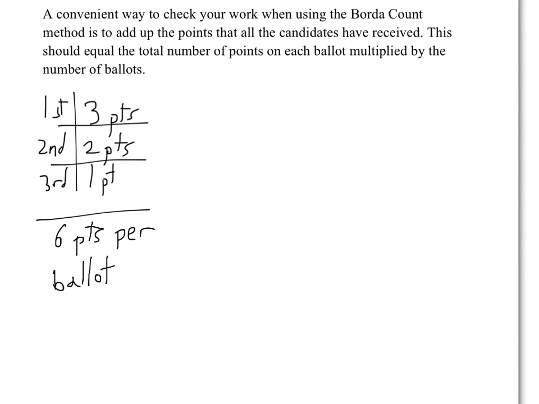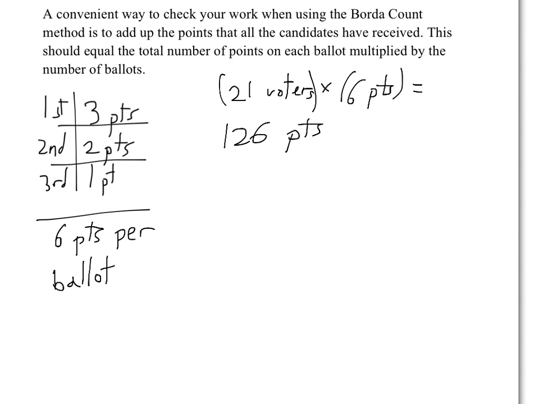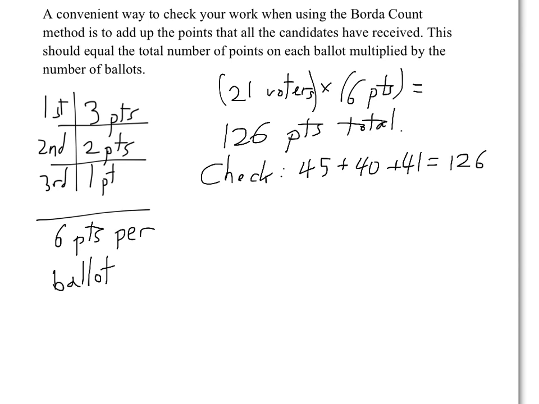Great, so now we know that there are 21 voters, each one casting 6 points per ballot, for a total of 126 points. Great, now we check against the point totals we found earlier for the 3 candidates. A had 45 points, B had 40 points, C had 41 points. That's a total of 126 points. Excellent. These two numbers agree with one another.